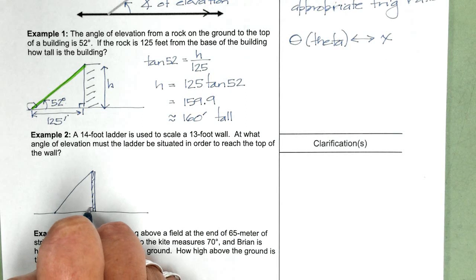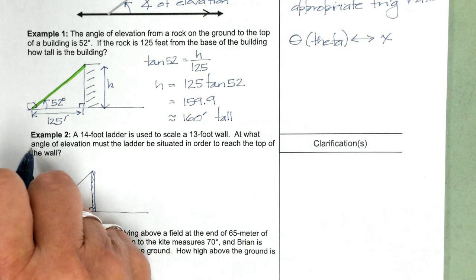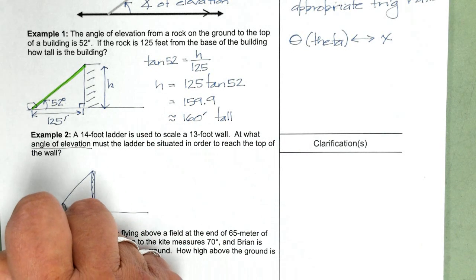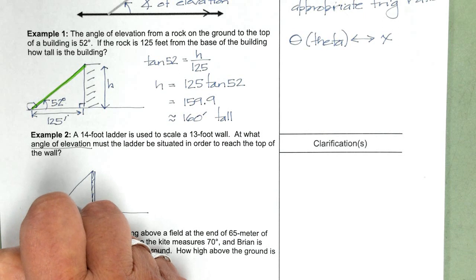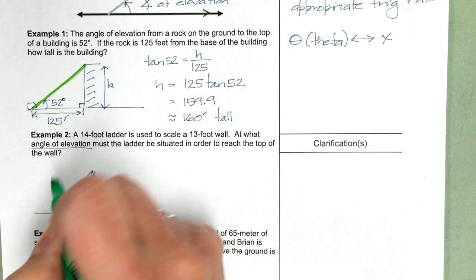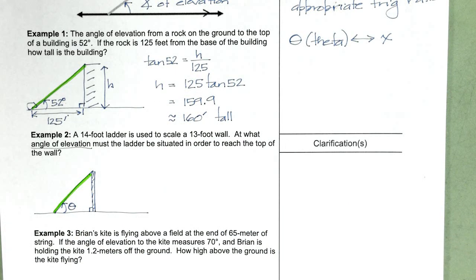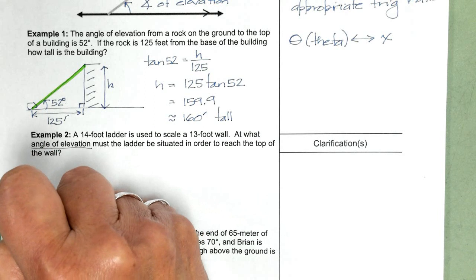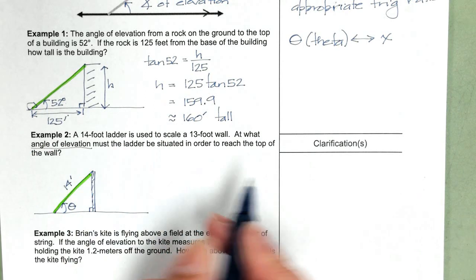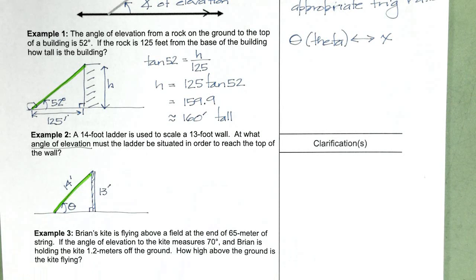Again, we're going to assume this wall is perpendicular to the ground. We are looking for the angle of elevation. This is the angle of elevation. We don't know what it is, so I'm labeling it theta. Here's our hypotenuse, which happens to be the ladder. And the ladder is 14 feet long, and the wall is 13 feet high.